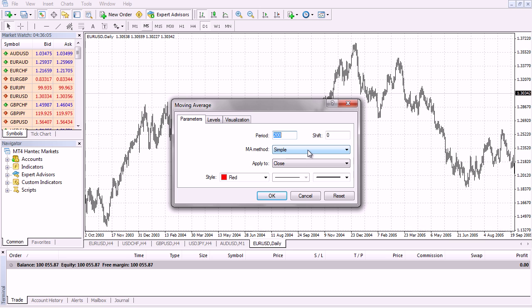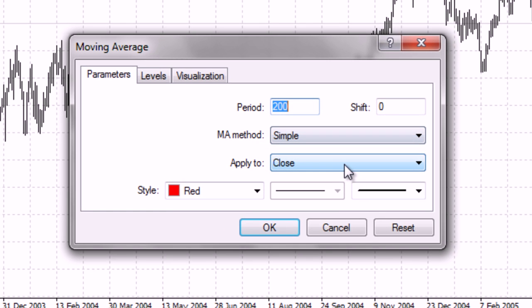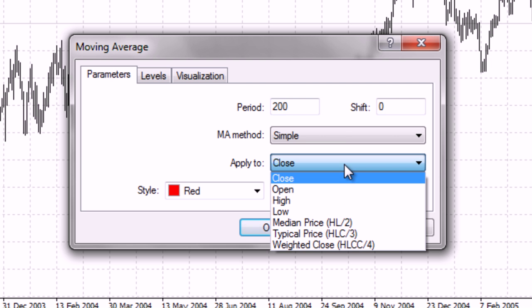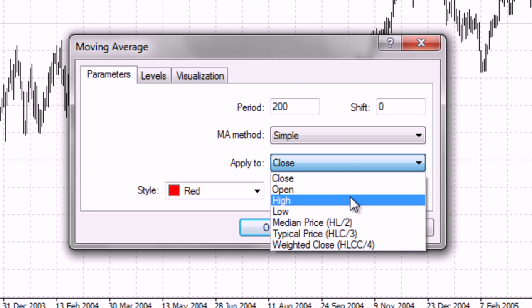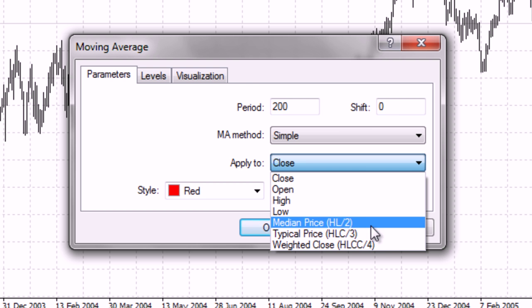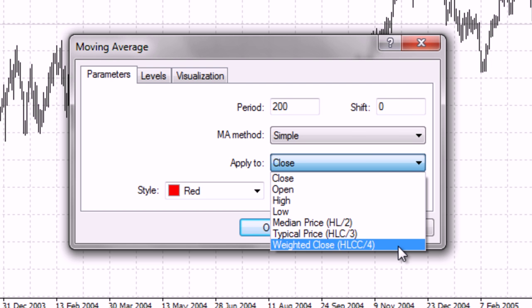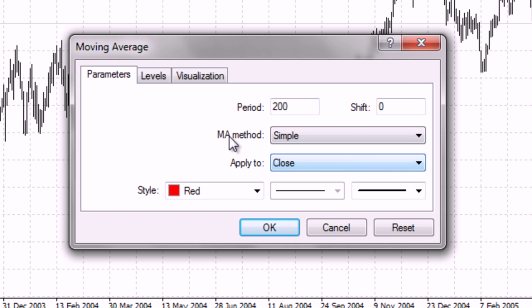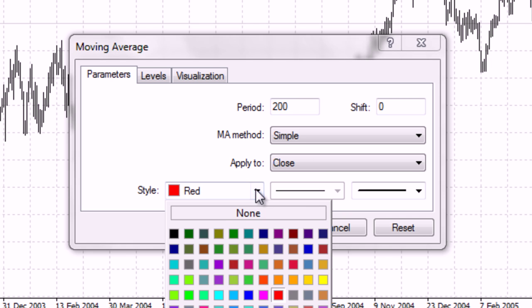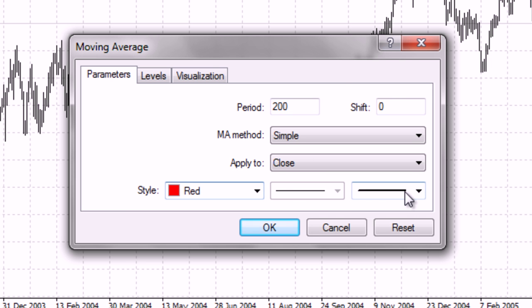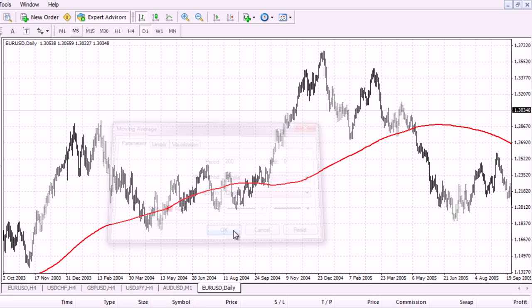Now, in addition to applying different types of moving average, we can also choose whether to apply the moving average to the closing price, which is most common, or to the opening price, or the high or the low. We even have a couple of other options here. We can apply the moving average to the median price, or what's known as the typical price, or the weighted close. You've got the option to change the color of your moving average, change the line style, and change the weighting. Now, for now, we'll apply this 200 period simple moving average based on the close.